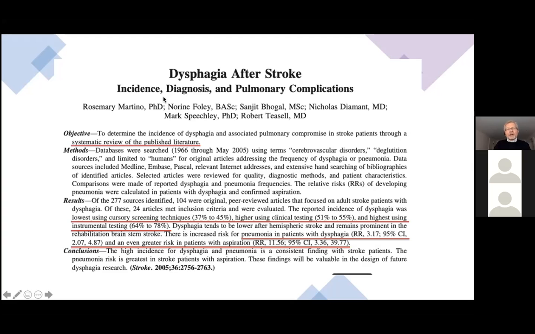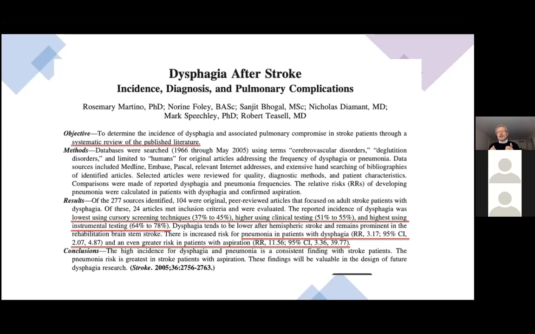Because if you look at Rosemary Martino, who's looked in this area for many years, they looked at a review. If you just do a cursory, how's your swallowing, people on admission, up to almost half have some difficulty swallowing. If you actually do a dysphagia screening assessment at bedside, more than half will have swallowing difficulty on admission. And if you actually do video fluoroscopy or endoscopy procedures to look at swallowing, up to 3/4 will have swallowing difficulty when they present to the hospital.